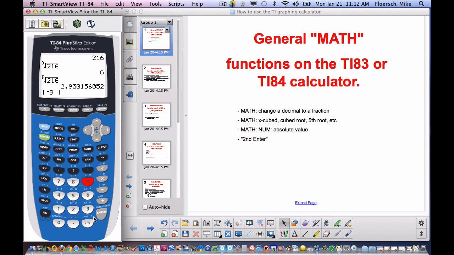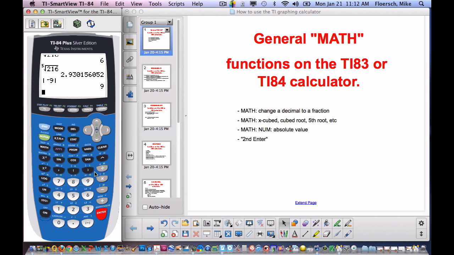Absolute value always makes the number positive. Now in some calculators it'll say ABS and then parentheses. You type in -9, close the parentheses, hit enter, and my answer is obviously 9 because the absolute value turns it to a positive number.